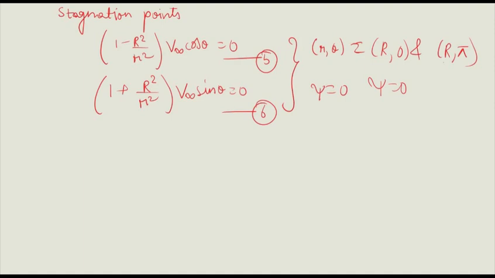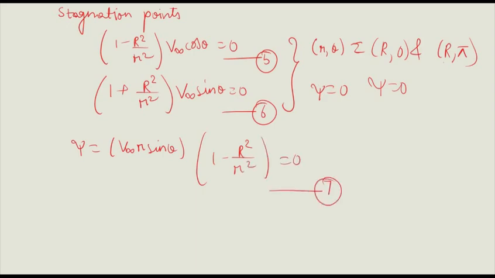Alright. Now, if I were to write the equation of streamline, because I'm getting psi equal to 0, I can simply write it in this way: V infinity r sine theta (1 minus R square by r square) is equal to 0. Let us say this is our equation 7. Now this equation 7 is satisfied by small r equal to capital R for all values of theta.